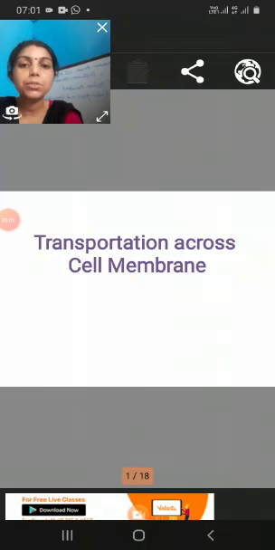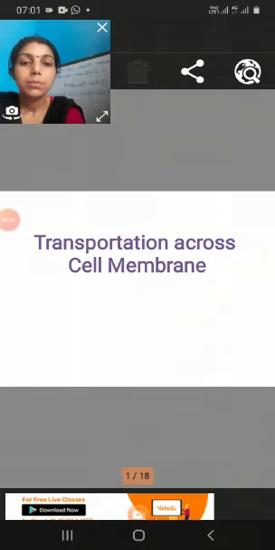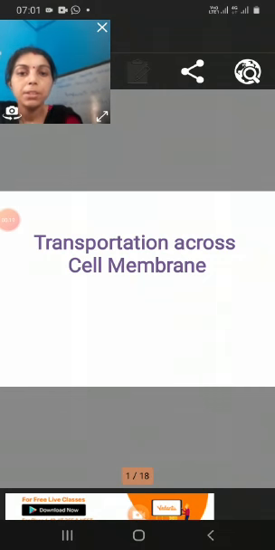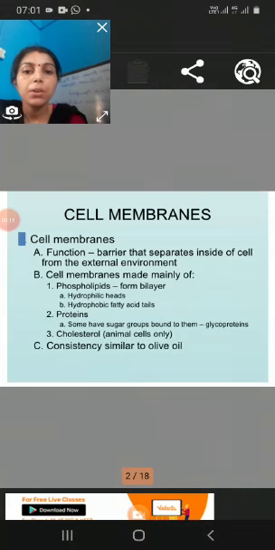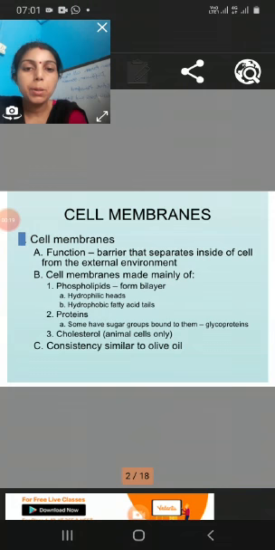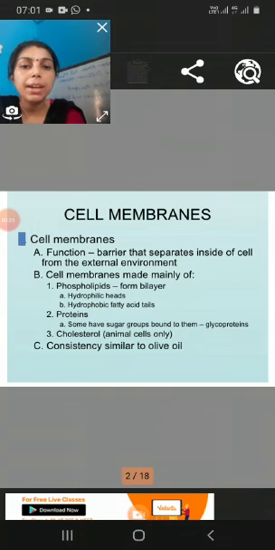Hello students, today we are going to study the topic transportation across cell membrane from the chapter Cell, the fundamental unit of life. In this topic, we are going to study the structure of the cell membranes also. The cell membrane is a barrier which separates the inside of cell from the external environment.